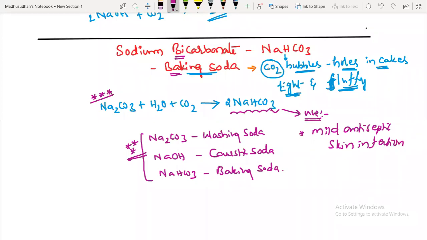And another important use, which nobody will expect: it acts as a fire extinguisher. Carbon dioxide acts as a fire extinguisher. Here, sodium bicarbonate in the presence of heat also produces carbon dioxide bubbles, right? So that's why it is also used as a fire extinguisher.